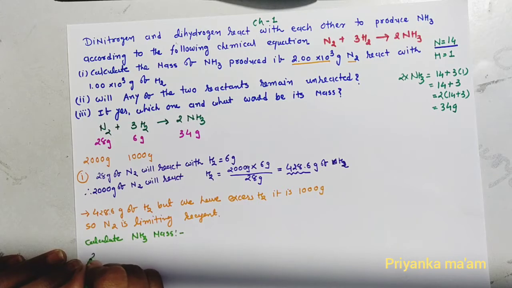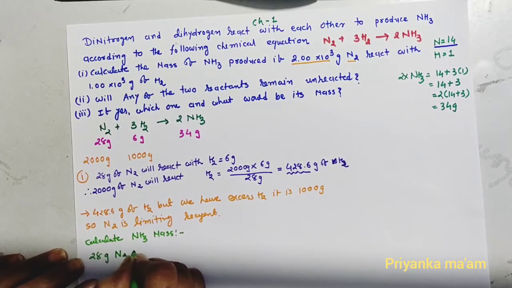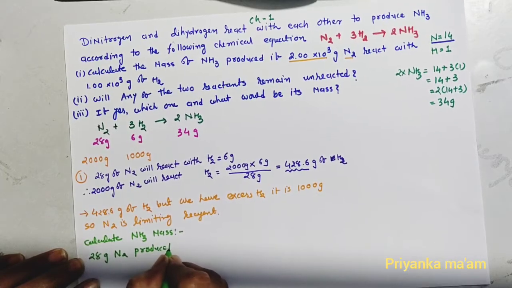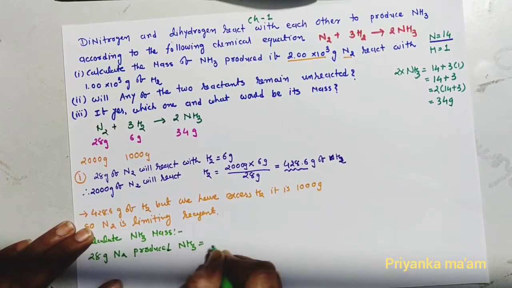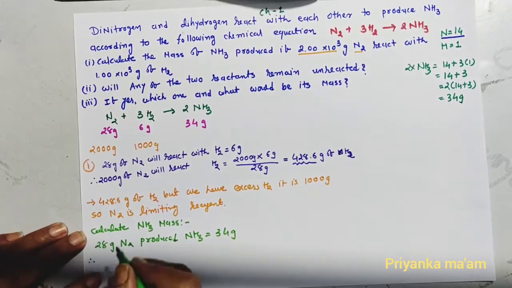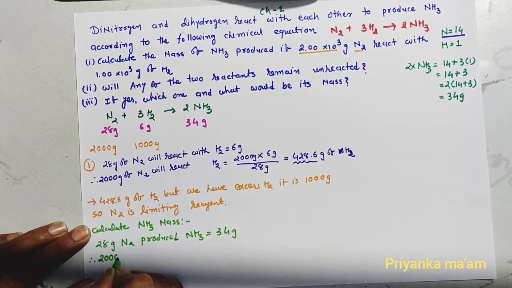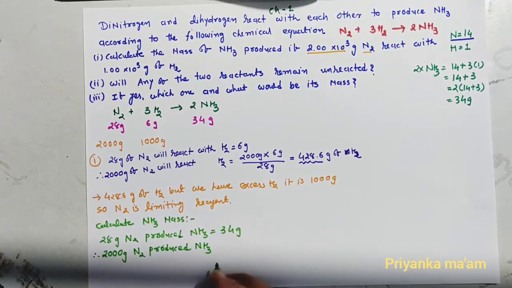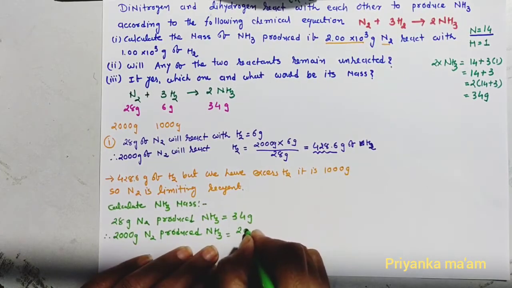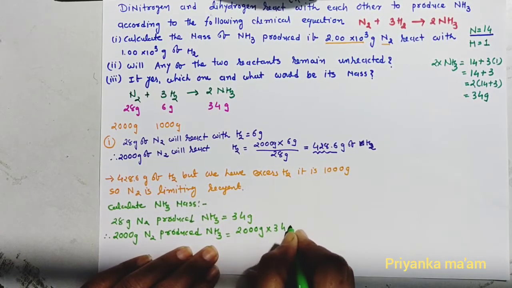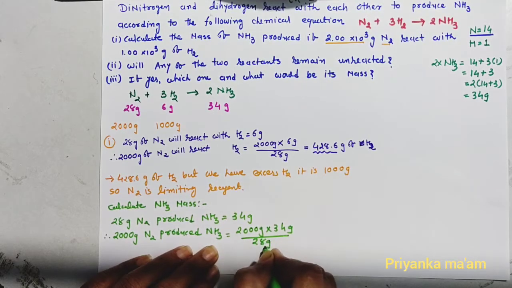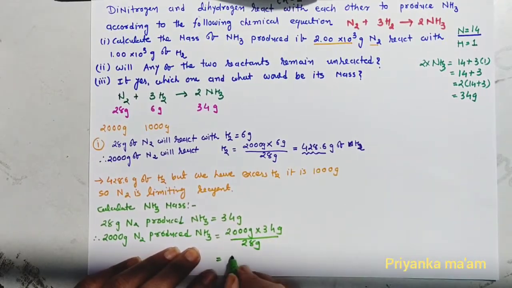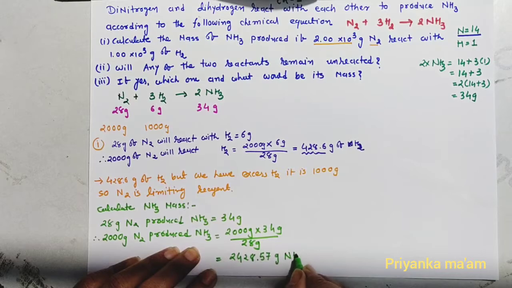28 gram N2 produces ammonia 34 gram. Therefore, we have 2000 gram. 2000 gram N2 produces how many ammonia? 2000 gram into 34 gram divided by 28 gram, and we will get 2428.57 gram ammonia, right?